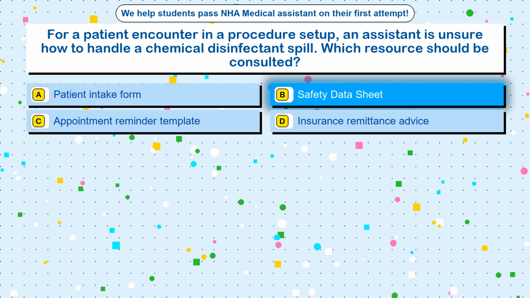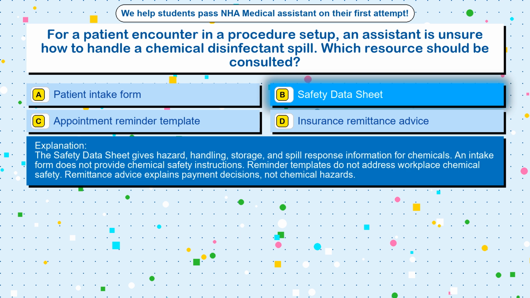Safety data sheet. The safety data sheet gives hazard, handling, storage, and spill response information for chemicals. An intake form does not provide chemical safety instructions. Reminder templates do not address workplace chemical safety. Remittance advice explains payment decisions, not chemical hazards.